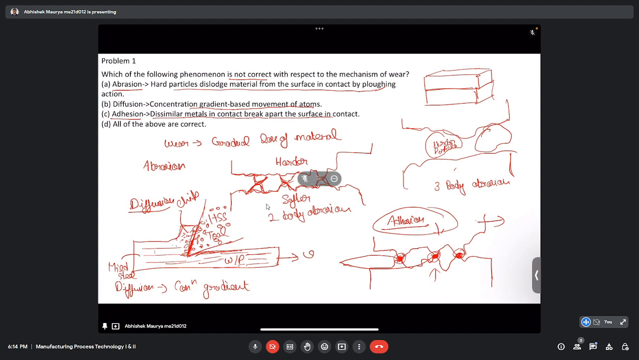But if we see the option, these similar metals in the contact break apart the surface in contact. So it is not a correct definition here. Nothing has been said about the localized welding, and also these similar metals, this is not valid either, since it can happen to any type of material. So it is not the correct answer. So this is the wrong one, but the question has been asked. For this question, the correct answer will be C, adhesion here.